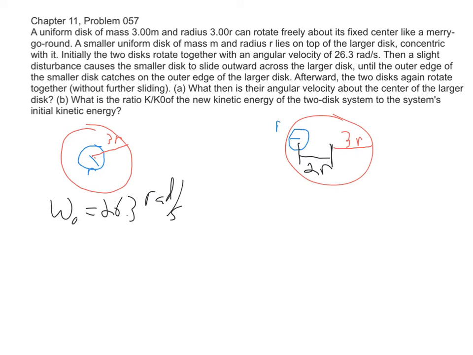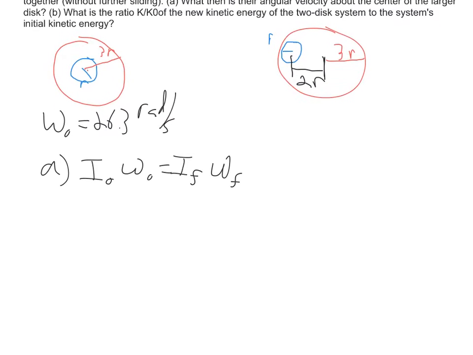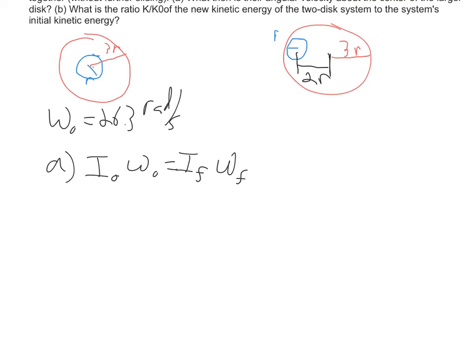So, let's think about how we can go about solving this problem. For part A, we're going to be using conservation of angular momentum, which I think most of you got to. So you're going to need I initial times omega initial equals I final times omega final. And I think the first challenge was to determine what your I values are. So let's go ahead and start with that.